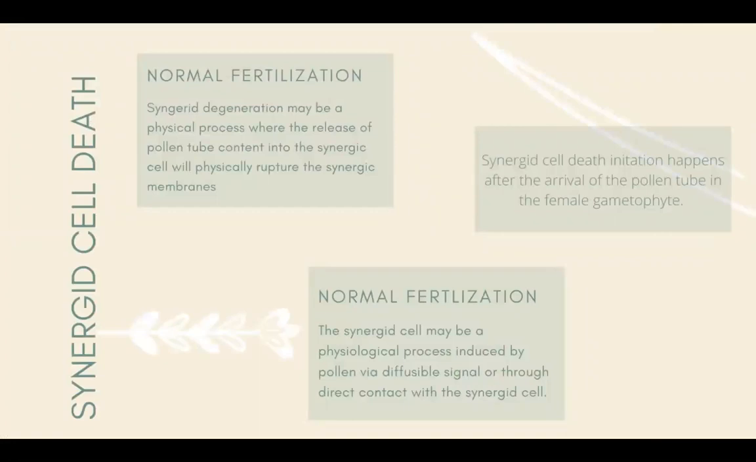Synergid cell death initiation happens after the arrival of the pollen tube in the female gametophyte. In normal fertilization, synergid degeneration may be a physical process, where the release of the pollen tube contents into the synergid cell physically ruptures the synergid membranes. Or it may be a physiological process induced by pollen via a diffusible signal or through direct contact with the synergid cell.